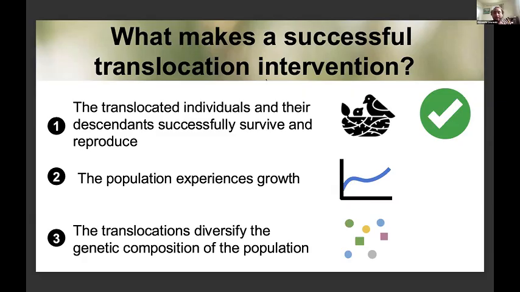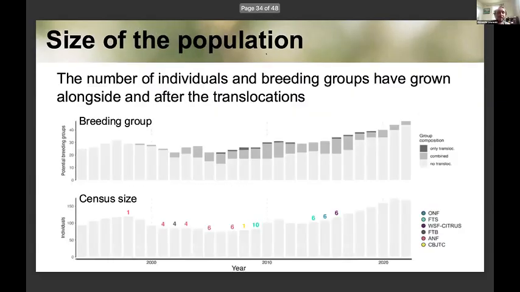If we look at the population size through time, what we're looking at here is two things. One is the number of breeding groups or territories in this population through time. And then the bottom is the census size. So if you go out and count every single bird, they do that every year in this population. And then these numbers represent when the translocations happened.